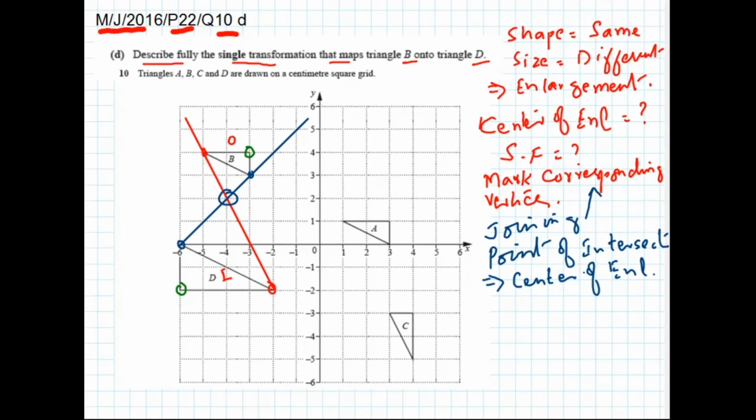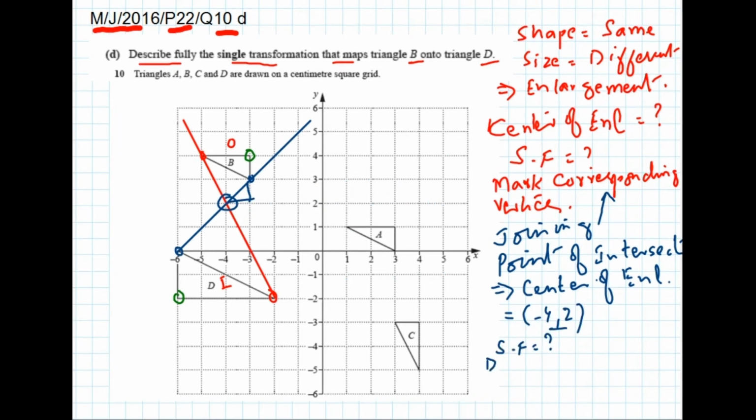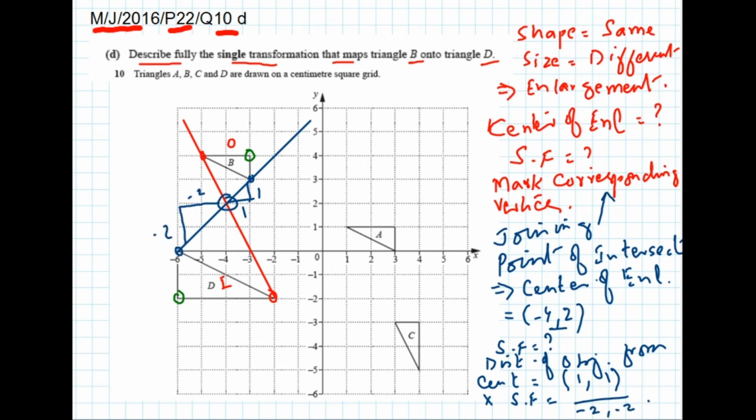Now finding the scale factor, here center C is in the middle of object and image, therefore the scale factor will be negative. Distance of object from center of enlargement is 1, 1. When we multiply the scale factor, we get the image distance from center of enlargement. The image distance from center is minus 2 comma minus 2 as shown. So we multiply object distance with minus 2, we get the image distance minus 2 comma minus 2 as shown. Therefore, the scale factor will be minus 2.